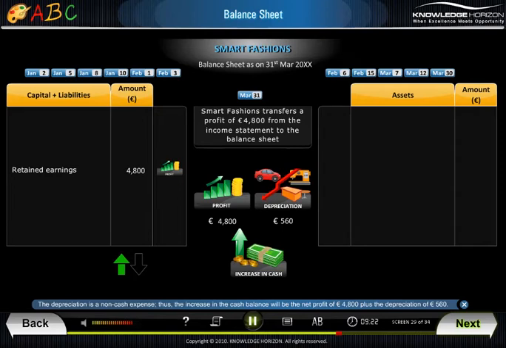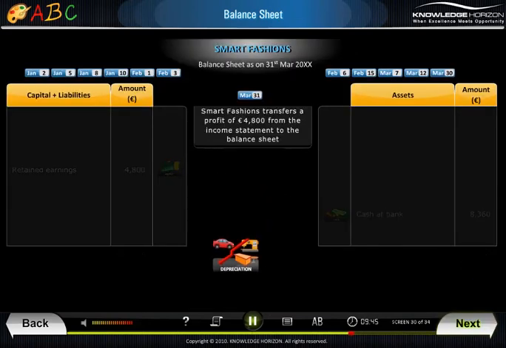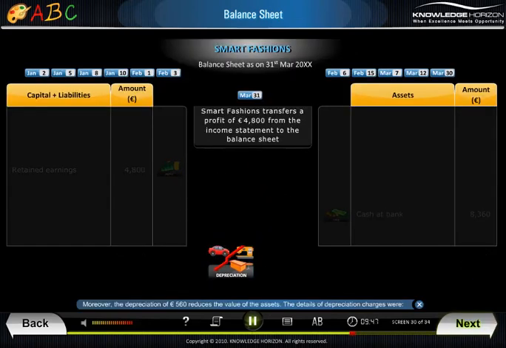Thus, the increase in the cash balance will be the net profit of €4,800 plus the depreciation of €560. Thus, an increase of €5,360 in the cash balance takes place. The cash profits increase the cash balance to €8,360. Moreover, the depreciation of €560 reduces the value of the assets.